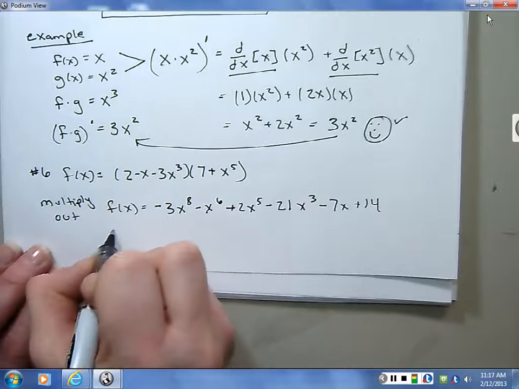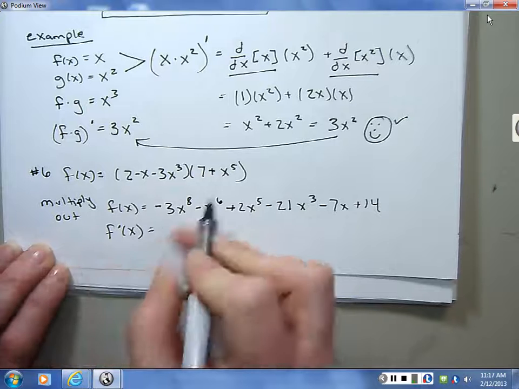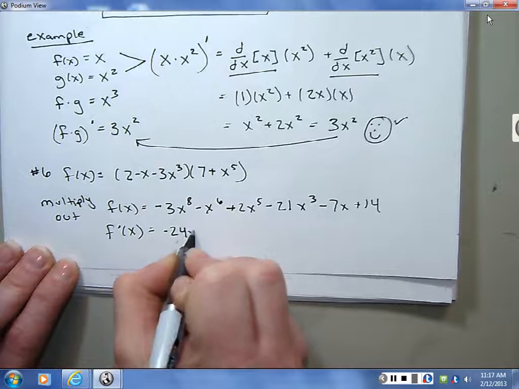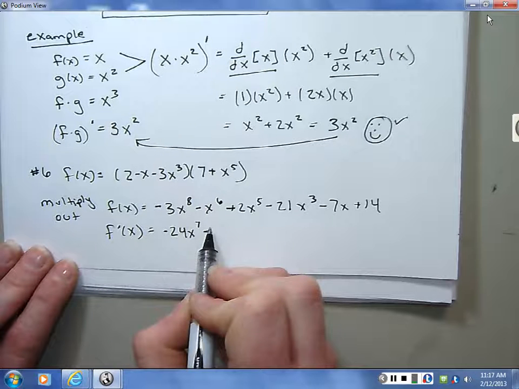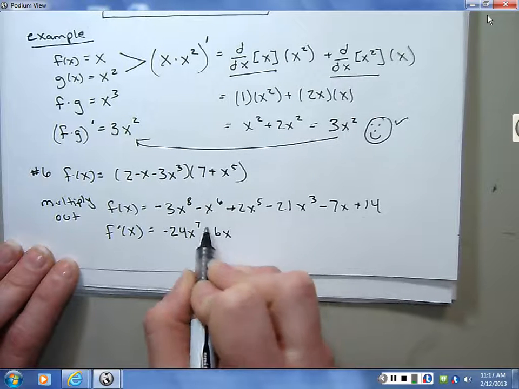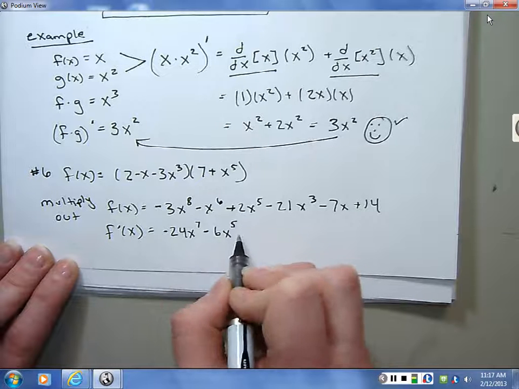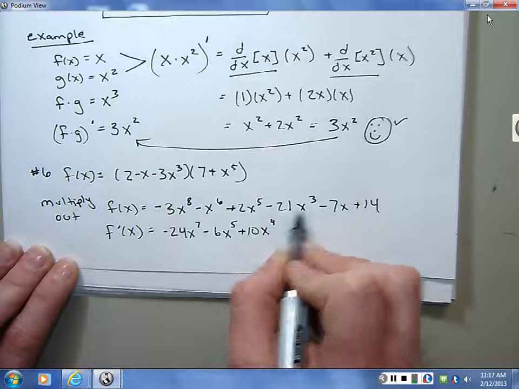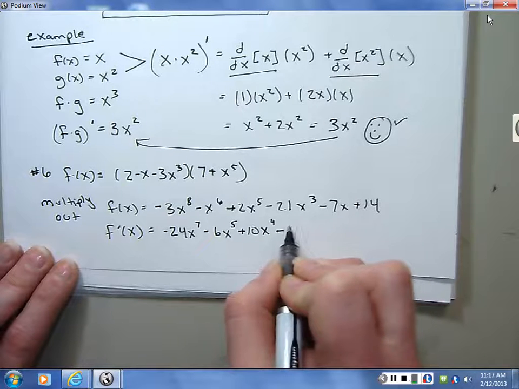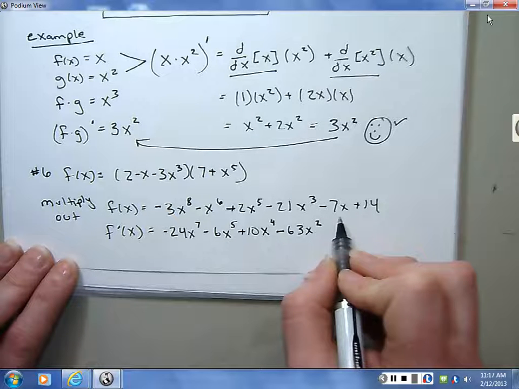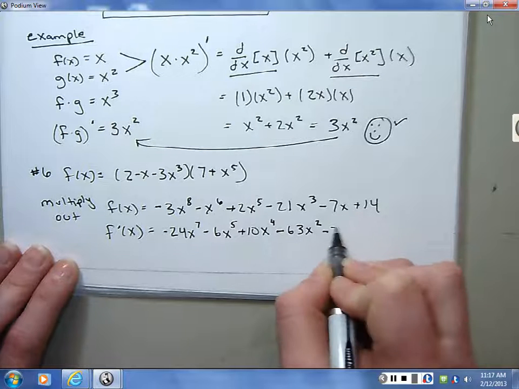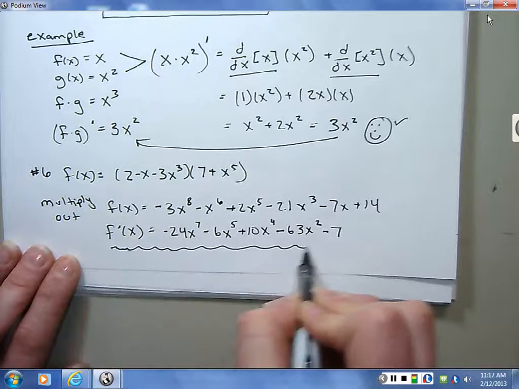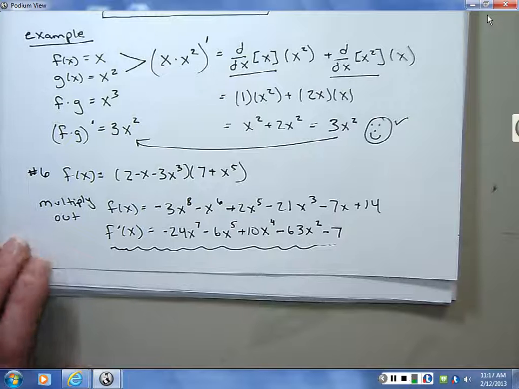So now I want to find the derivative. What is the derivative of the first term? Negative 24x to the 7. Good. What's the derivative of my next term? Minus 6x to the 5th, right? What's the derivative of my next term? Good. What's the derivative of minus 21x cubed? Good. What's the derivative of minus 7x? And what's the derivative of 14? 0, right? So this is my derivative. I should be able to verify using the product rule that this derivative is the same thing.